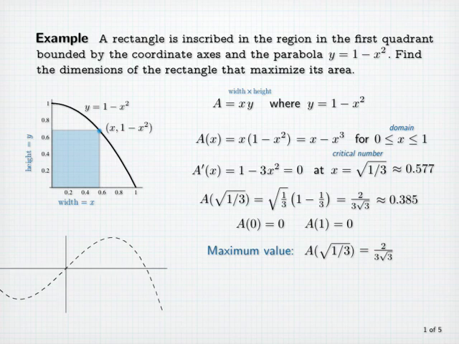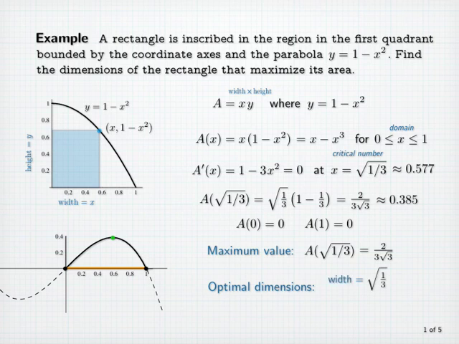Here's the graph of x minus x cubed. Here we're only concerned with the part corresponding to the interval 0, 1, where the endpoint values are 0, and the maximum on the interval occurs at the single critical number inside that interval. Finally, since the problem asks for the dimensions of the largest rectangle, we state the final answer by reporting the optimal dimensions. The width x is the square root of 1/3, and the height y is 1 minus x squared, or 2/3.